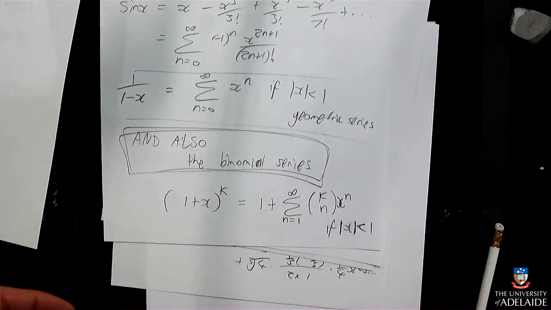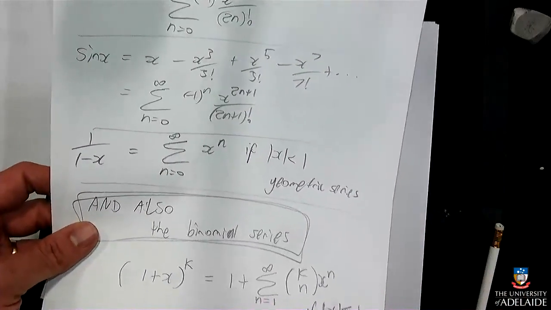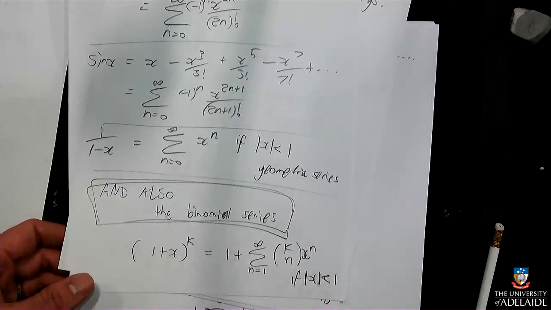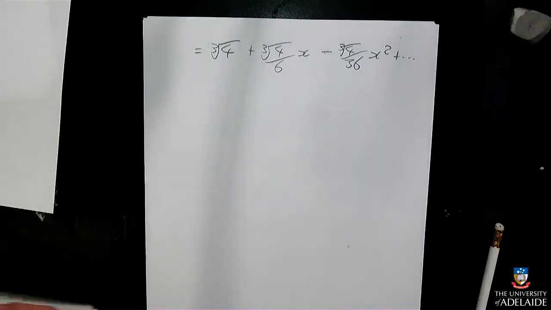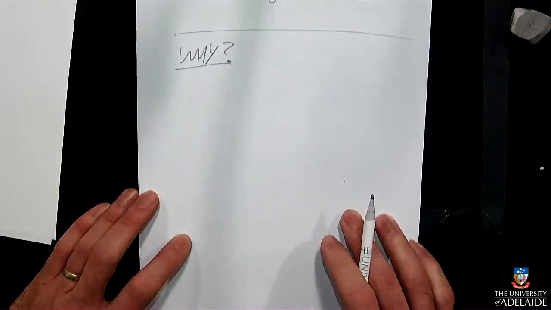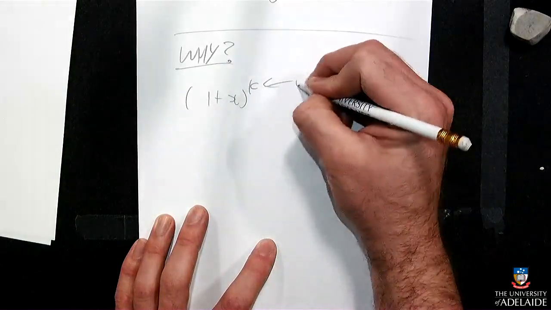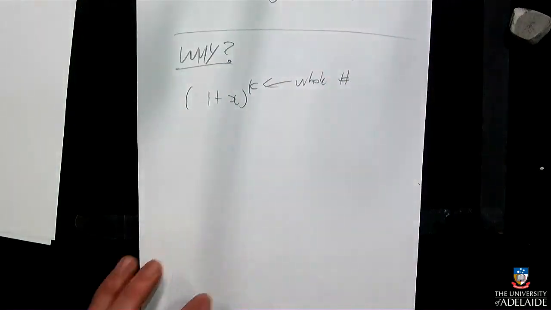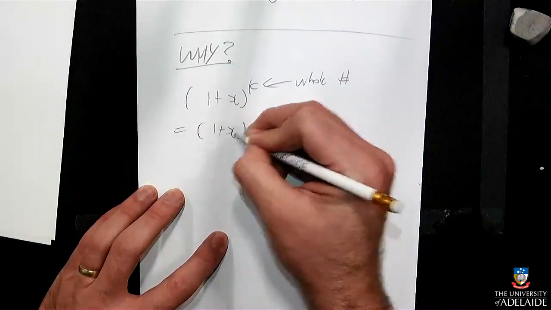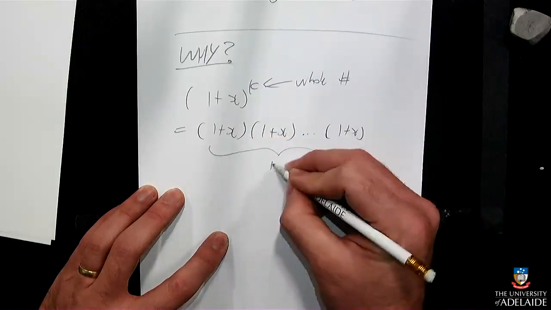Yeah, I think the binomial series is really cool, and I think I have time to explain where it comes from. So there are 2 reasons it comes from. One is really cool, and the other one's just, oh, really? Okay. So the first reason is if k was a whole number, then this is like 1 plus x and 1 plus x up to 1 plus x, and there's k of them, right?